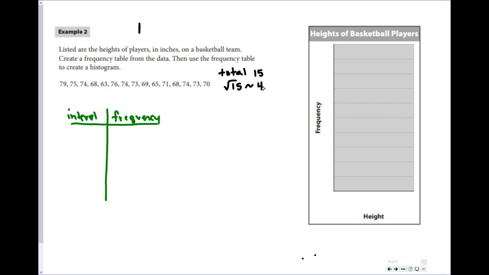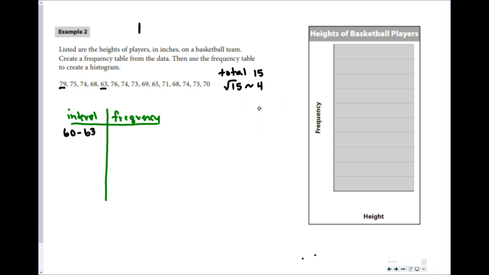My lowest number in my data set is 63, and my highest number is 79. Now, I like to start on 0s or 5 numbers. So if my interval is 4 and I want to start at 60: 60, 61, 62, 63, that's 4 data points. So I'm going from 60 to 63. Like I've said a few times in this lesson, if your interval is 4, it's going to be a difference of 3. If your interval is 5, it's a difference of 4. That's the part you have to be really careful on.